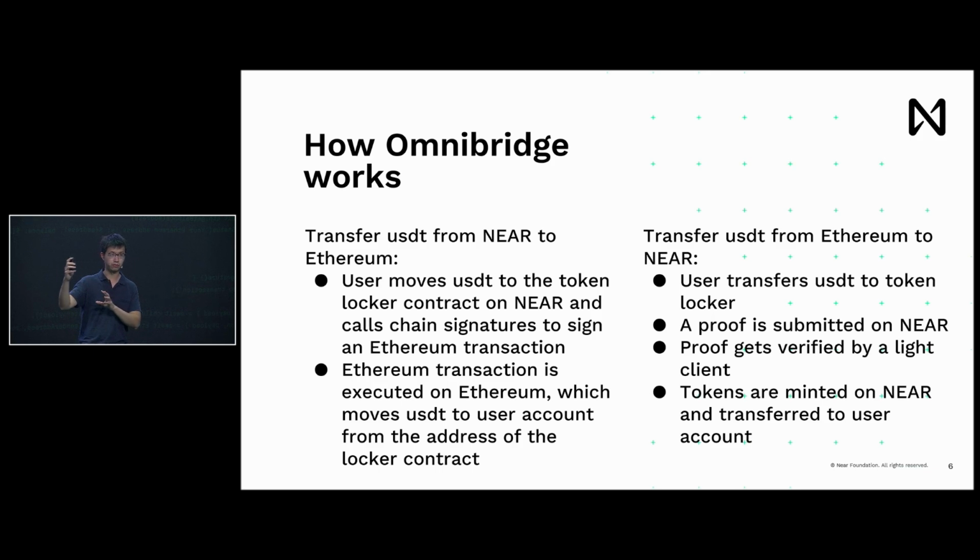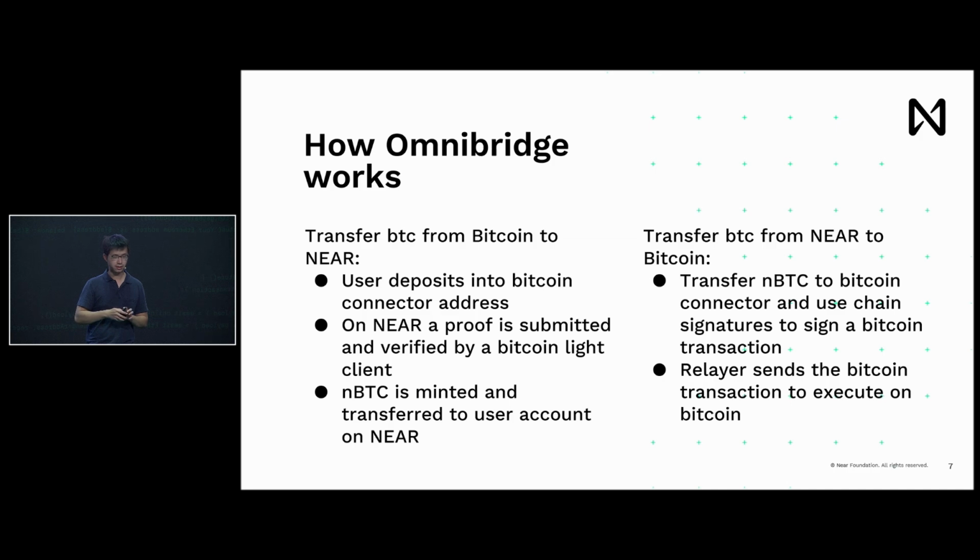And conversely, when you want to bridge from Ethereum to Near, what you're doing is actually a light client proof. This is similar to what we already have for Rainbow Bridge, so it's a similar concept. And for Bitcoin, it's basically the same thing. The way we support Bitcoin is that the contract on Near will have a derivation address on Bitcoin that people can deposit into, and then the proof can be verified. Then on Near, corresponding tokens get minted.